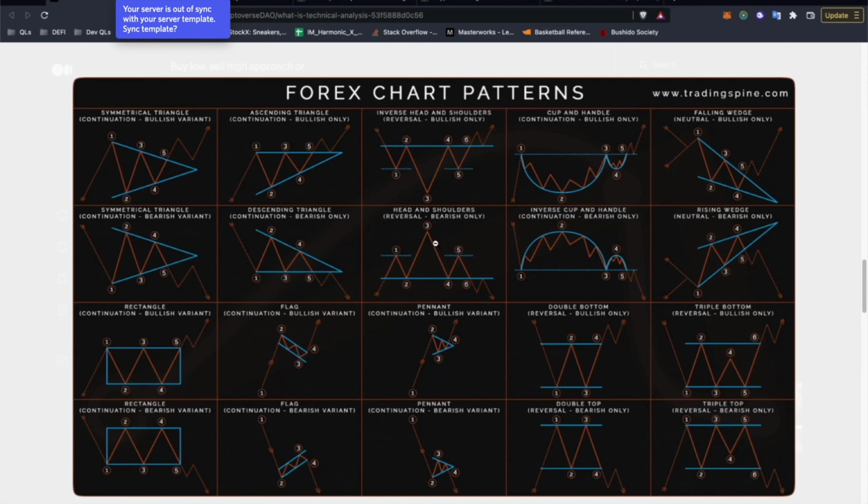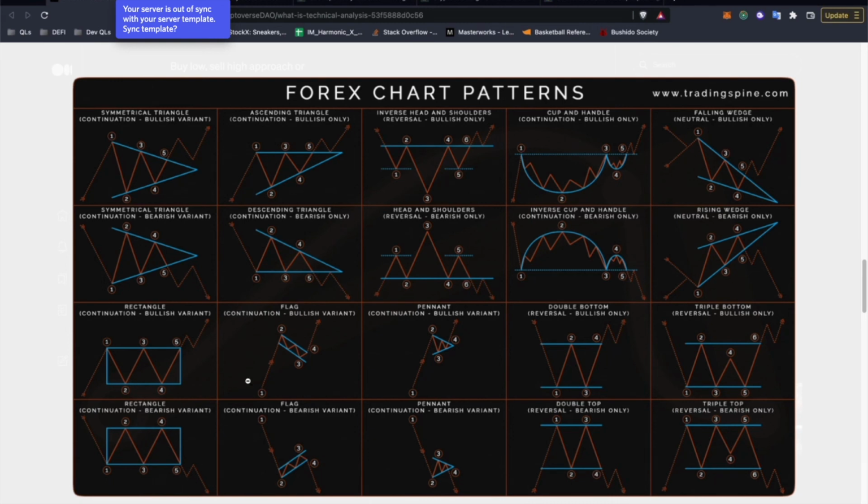Head and shoulders, again, this is the bullish version. This is the bearish version down here. This is the bearish version of this. This is the bearish version of this. Falling wedge. This one's a rising wedge. Ascending triangle, descending triangle. And then you have a rectangle. That's something you can do as well. Continuation, bullish variant. This is the same thing, but bearish.